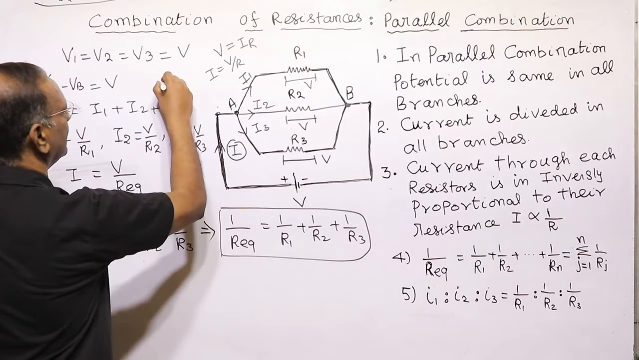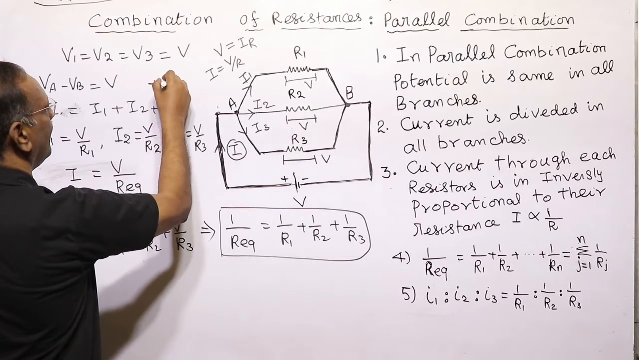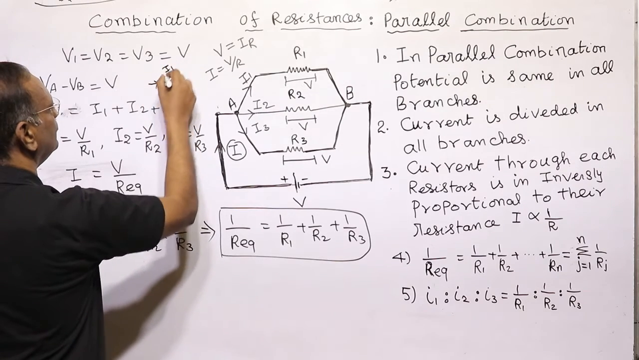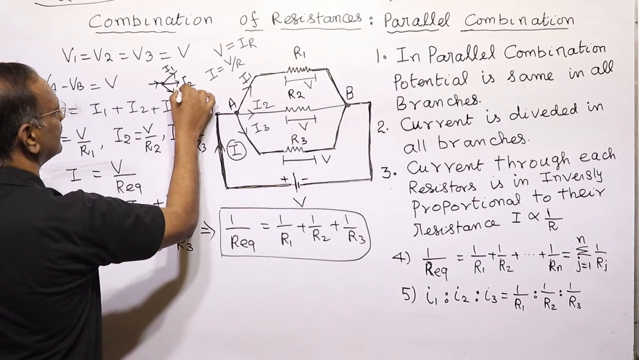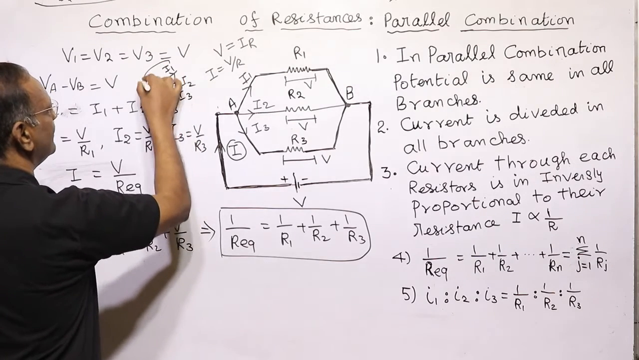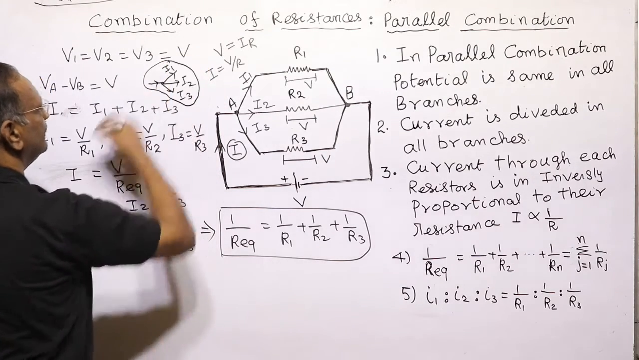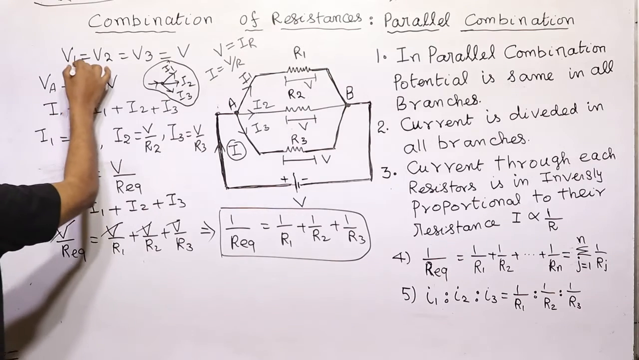See how I is divided. From here, this is I. One part goes as I1, another is I2, and the third is I3. This is how the current is divided, but the voltage is the same everywhere.